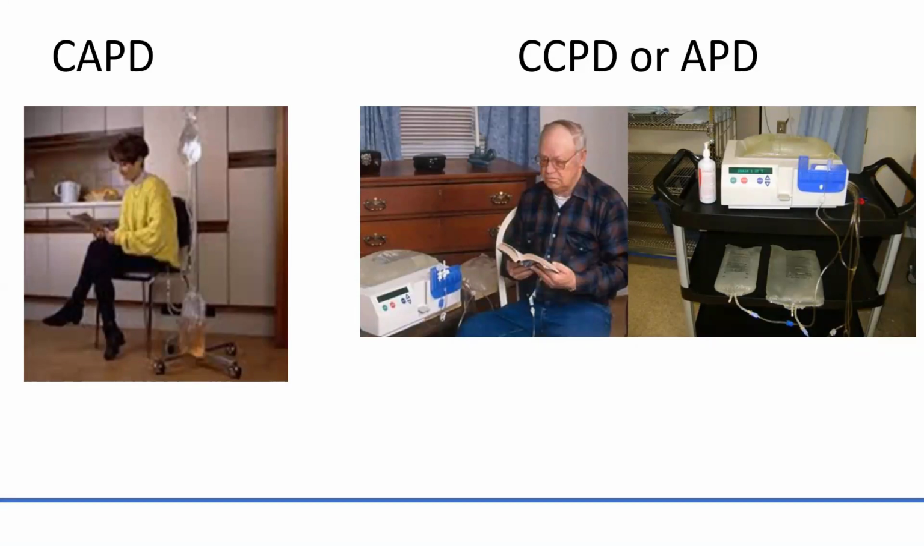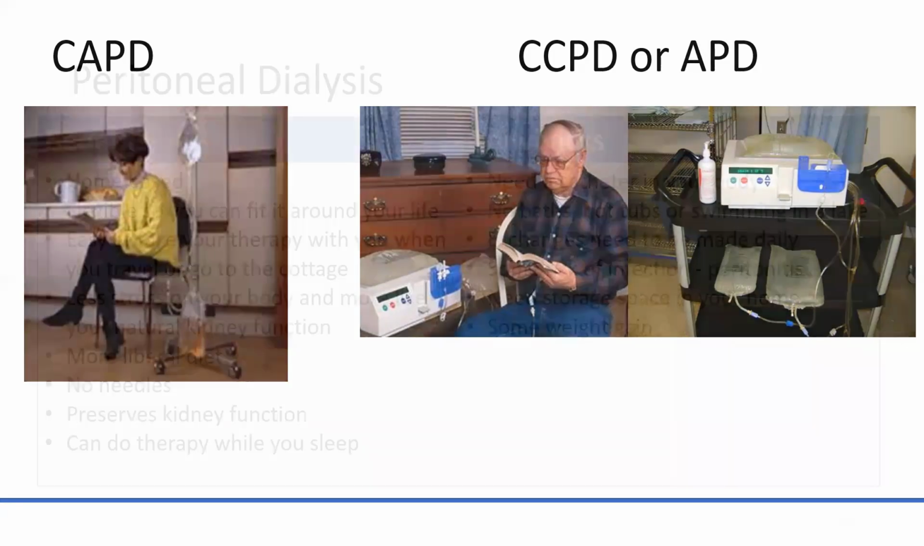So CCPD is generally done at night. So people hook themselves up before they go to bed, and they're generally on CCPD or APD for about 8 to 9 hours at night. Then they get up in the morning, they detach themselves from that machine, and they go about their day. And they don't do any exchanges during the day. So 2 types of peritoneal dialysis, CAPD and APD.